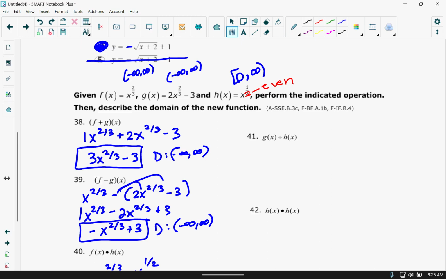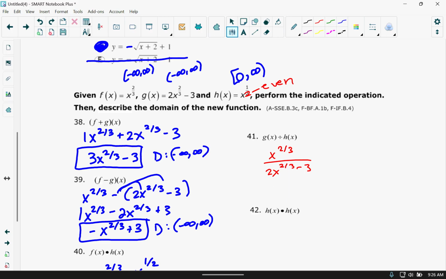Okay, the next one says g of x divided by h of x. So x to the 2/3 divided by 2x to the 2/3 minus 3. Now, there's not a whole lot you can do to this problem. We would be able to subtract those exponents on the x, but the issue is that it's got stuff around it, so you actually just can't touch it.